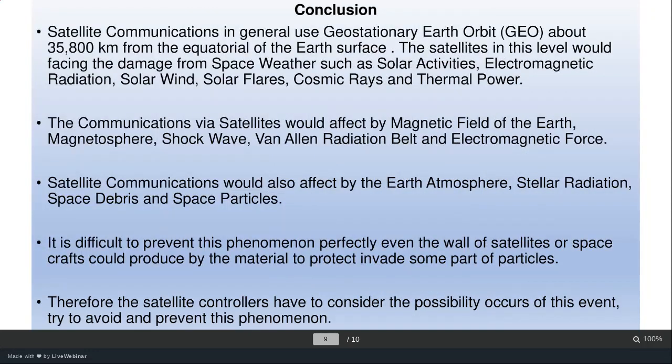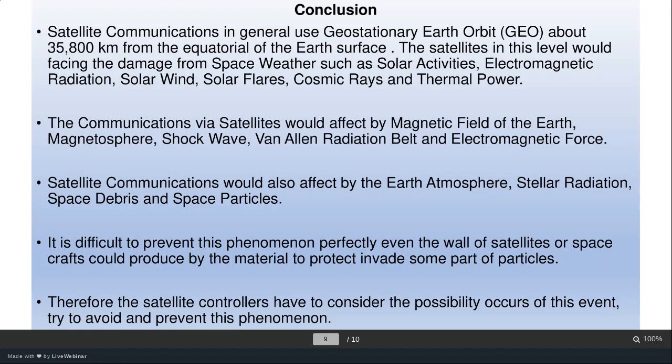Okay, next is the ninth slide, the conclusion. Satellite communication in general uses geostationary Earth orbit, or GEO, about 35,800 kilometers from the equator of the Earth's surface. Satellites at this level face damage from space weather such as solar activity, electromagnetic radiation, solar winds, solar flares, cosmic rays, and thermal power.